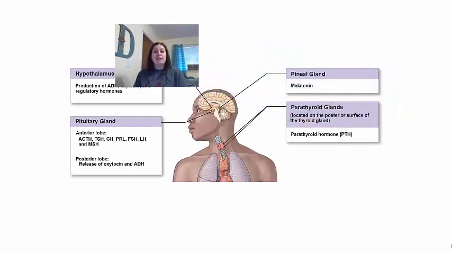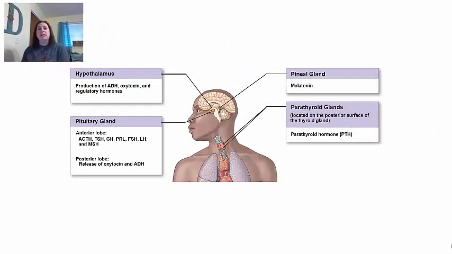So guys, if you look at this, I'm going to show you a couple of slides in this presentation. This one's going over most of the glands that are going to be found in more of the upper body. You have the hypothalamus, the pituitary, the pineal, and the parathyroid glands. This is going to show you which hormones they release, or which hormones they actually make, as we go through there. And we're going to hit on several of these throughout the chapter.